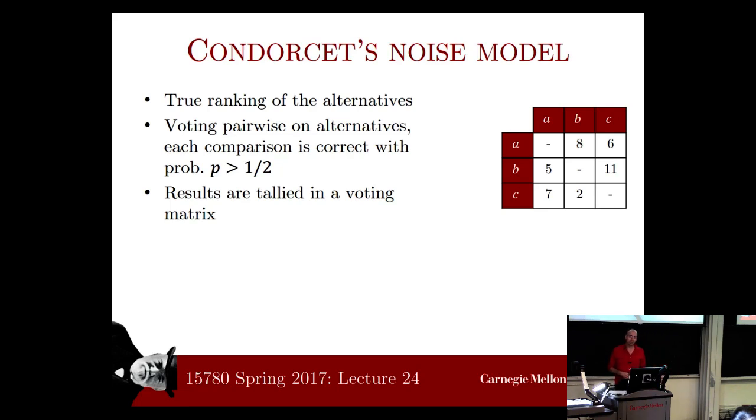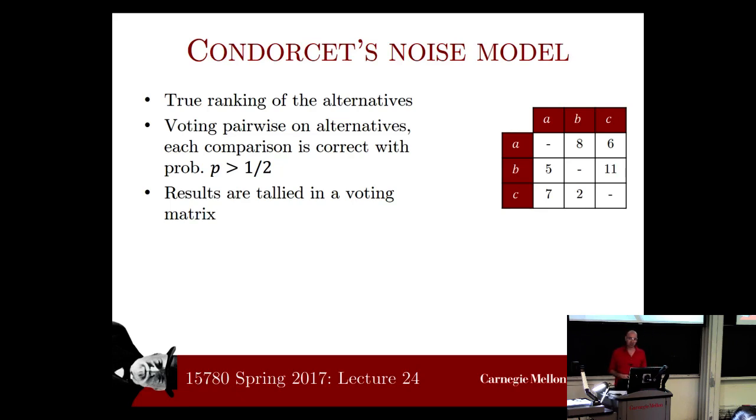Now, the input here for now is going to be slightly different from what we did before, and then we'll convert this to the regular type of ranking input. For now, the voters are going to vote pairwise on alternatives. They just compare pairs of alternatives, and the comparisons don't have to be transitive. So a voter may end up saying, I think A is better than B, B is better than C, and C is better than A. So it may not correspond to a ranking. But the model is, we have some probability P greater than 1/2, and every time a voter compares a pair of alternatives, they get them in the right order with probability P, and in the wrong order with probability 1 minus P.